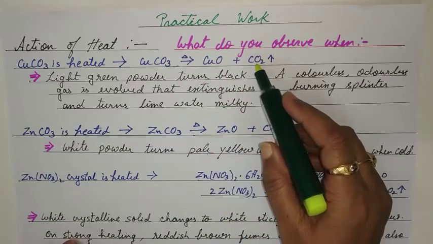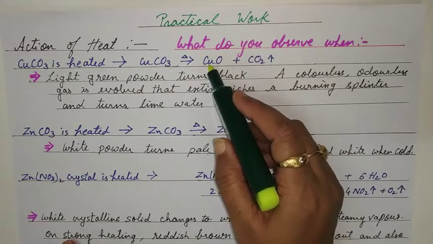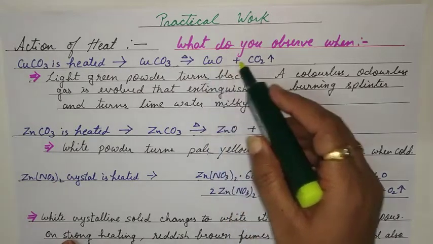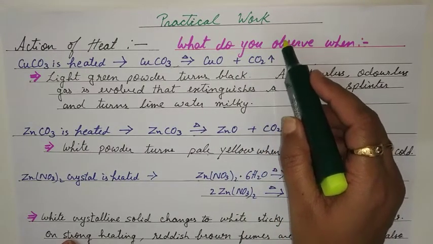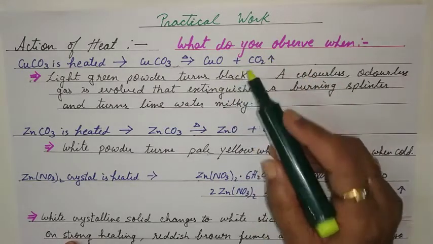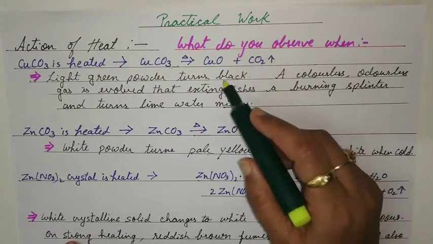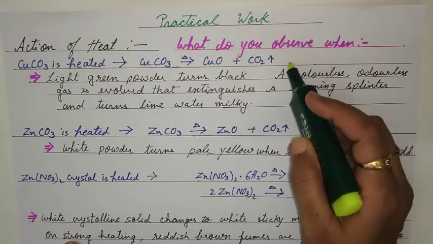So we have to talk about how you know it is copper oxide and how you know it is carbon dioxide. That means what do you exactly observe? And observation will always be the color change, the color of the precipitate, dissolution or insoluble precipitate, or the type of gas which is released.